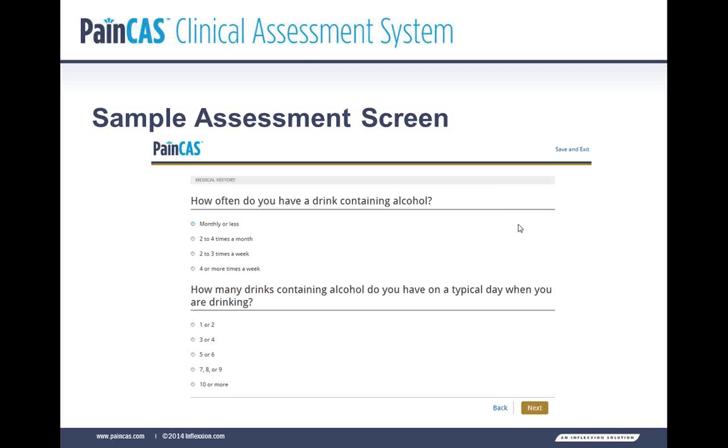The reason we're looking at this screen is to highlight the fact that the question sets in PainCAS are dynamic, and they branch based on answers to certain questions. For example, if a patient was asked how often they consume alcohol, and they don't consume alcohol, then they will not get the branching question about how much they drink. If they do say that they drink, then they will get the branching questions that stratify down more details about the alcohol consumption. This is just one example of the branching capability and how the question sets contract and expand as needed throughout the assessment process.